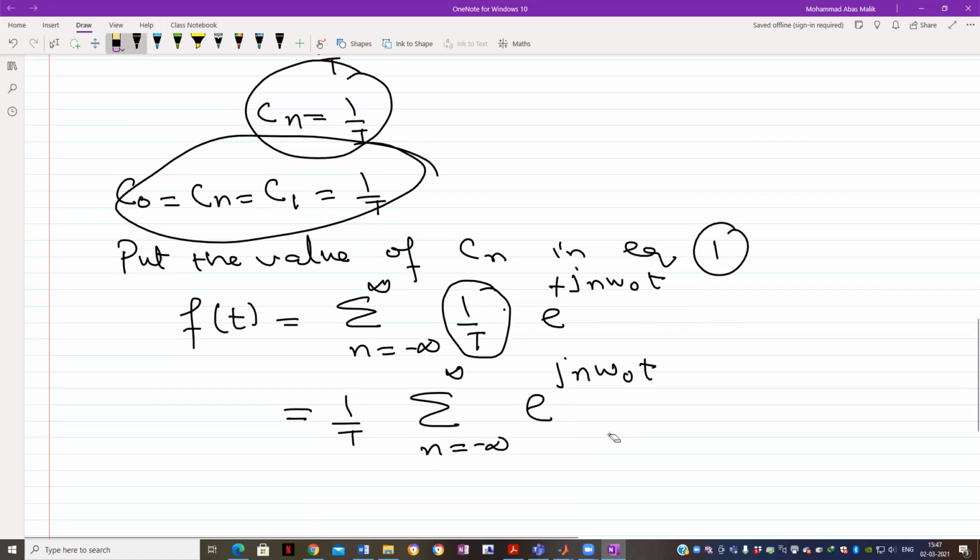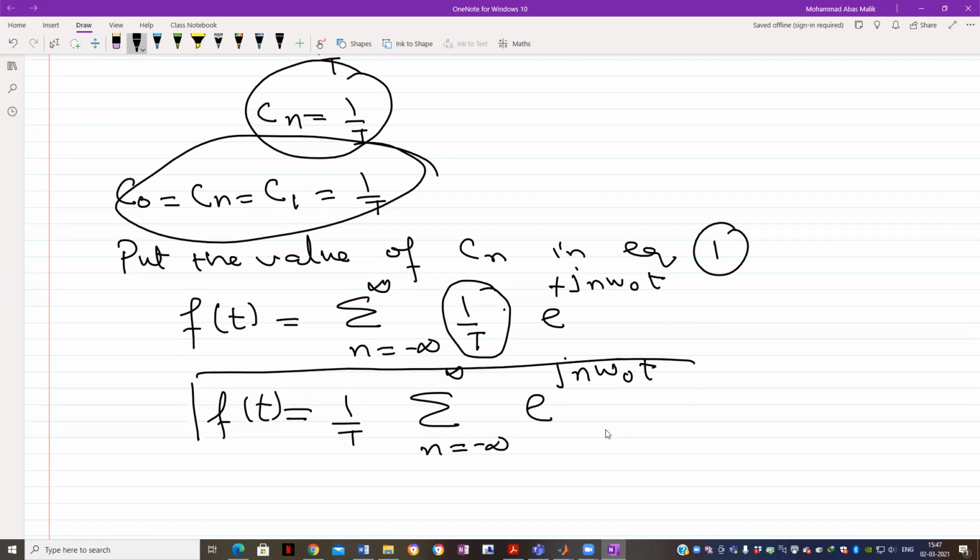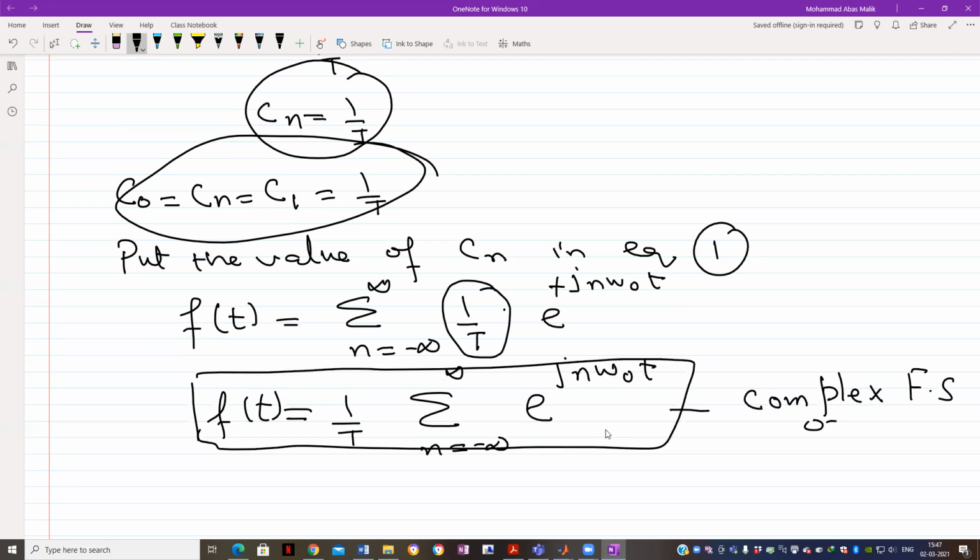So my value f of t will be equal to this. All right. So this is the expression of the complex or exponential Fourier series. Complex Fourier series, or you can also call this the exponential Fourier series, right? Got it? Okay. Now we're done with this.